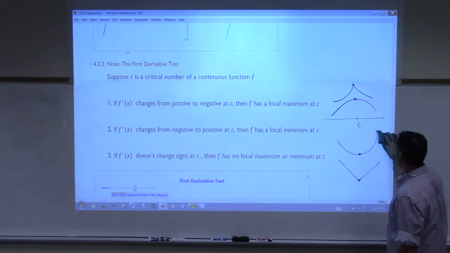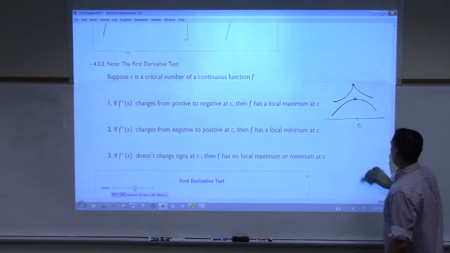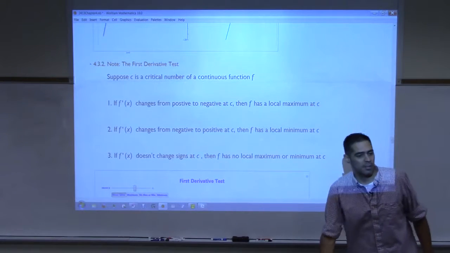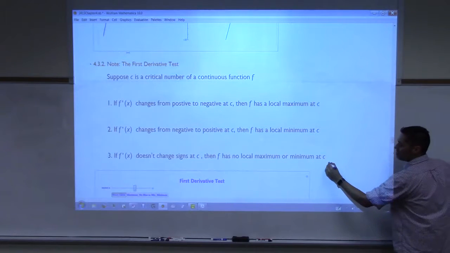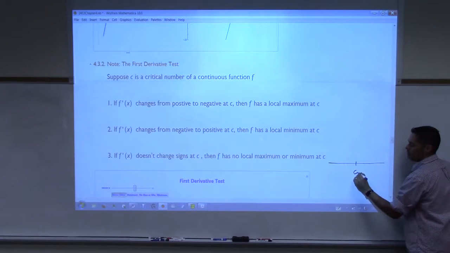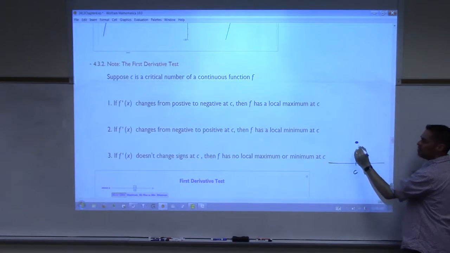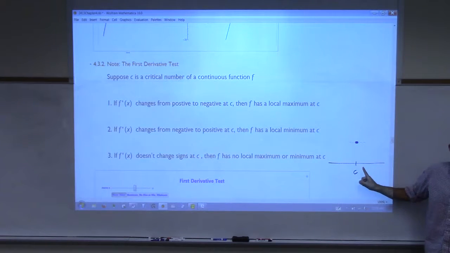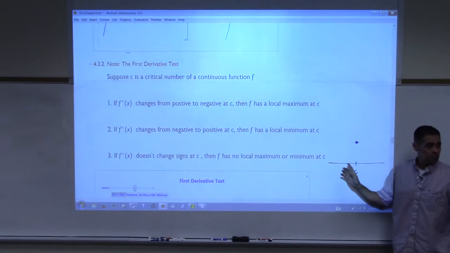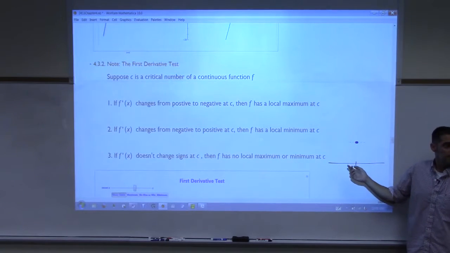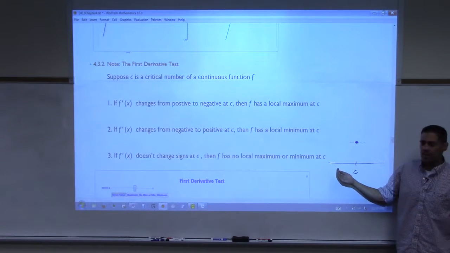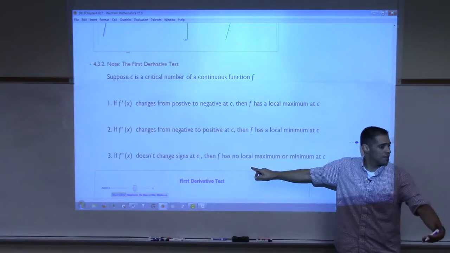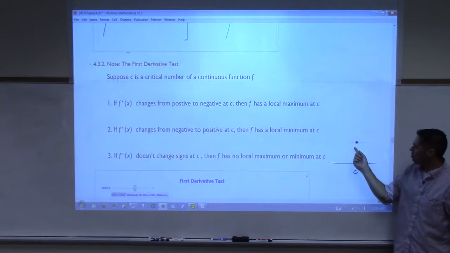And then finally, if the derivative does not change signs, then you have no local maximum or minimum. So let's see if anyone can think of what that would look like. If your derivative doesn't change signs, but at c you have a critical number. Let's say that the derivative right here is 0. That would be a critical number. You have an idea what it would look like? Okay, so let's say that the derivative doesn't change signs. So it's, let's say, always positive. So how could I draw this?